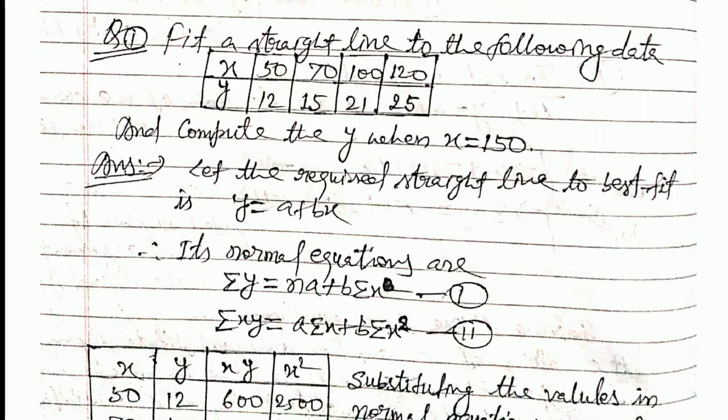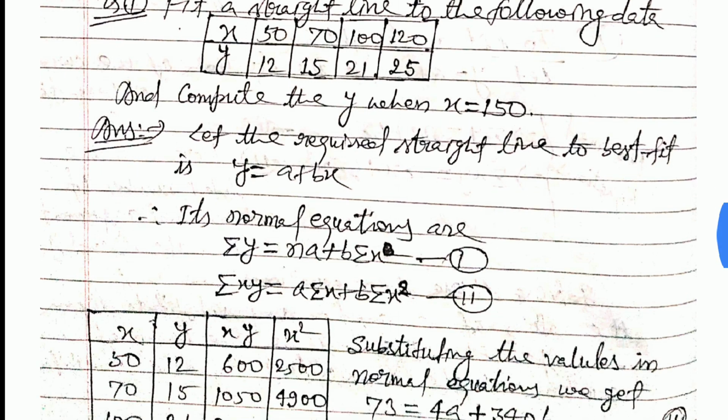Hello everyone. In this video, we are going to discuss an example on the concept of curve fitting. Here is the question: fit a straight line to the following data. We have data that contains two variables, x and y. The values of x and the values of y are given, and we are asked to find the value of y when x is equal to 150.